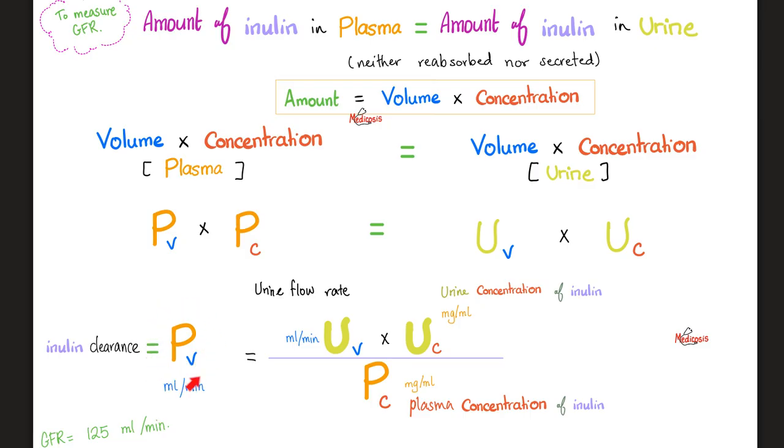So that's going to be your GFR. Do some algebra. PV, which is the GFR, is going to equal UV times UC over PC. What is that? The volume of the urine or the urine flow rate. What is this? The concentration of inulin in the urine. And what's that? Concentration of inulin in the plasma. Do the math. This is going to equal 125 mLs per minute. This is how you can measure GFR in a real patient.